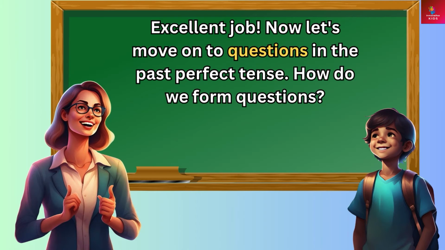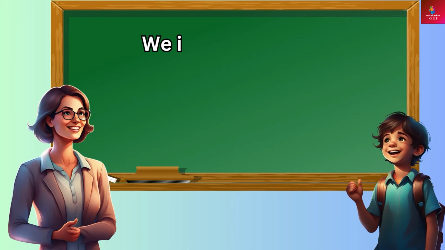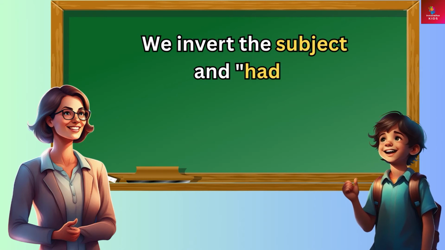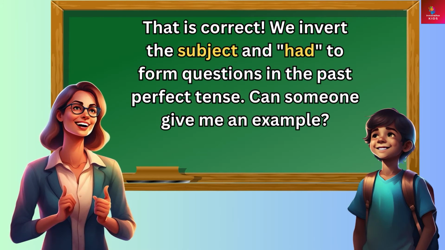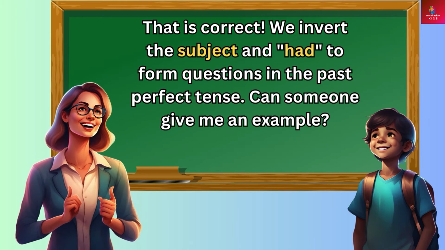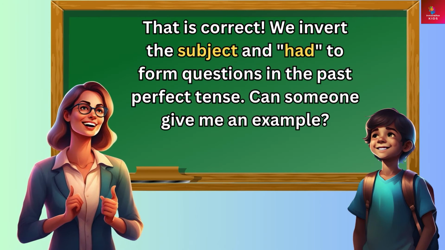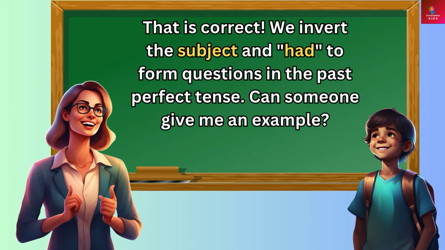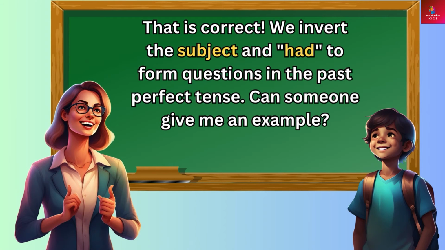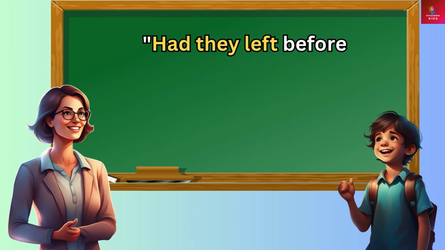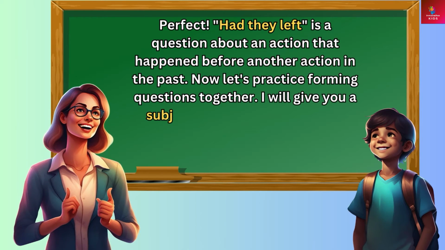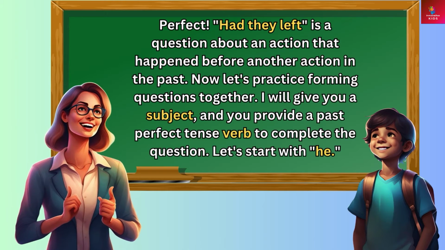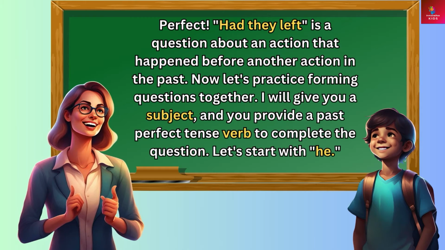Now let's move on to questions in the past perfect tense. How do we form questions? We invert the subject and had. That is correct. We invert the subject and had to form questions in the past perfect tense. Can someone give me an example? Had they left before you arrived? Perfect. Had they left is a question about an action that happened before another action in the past.